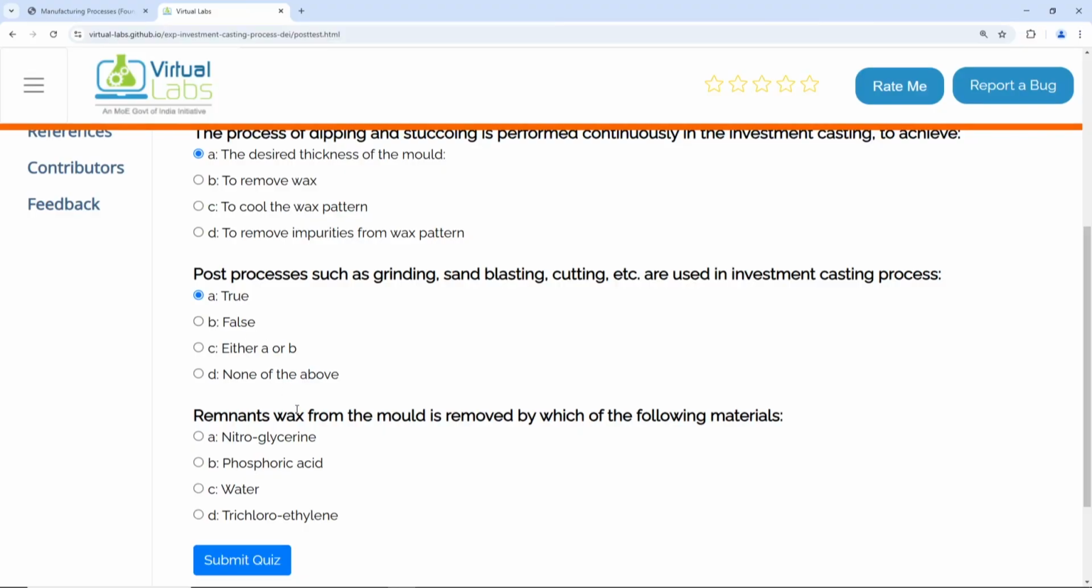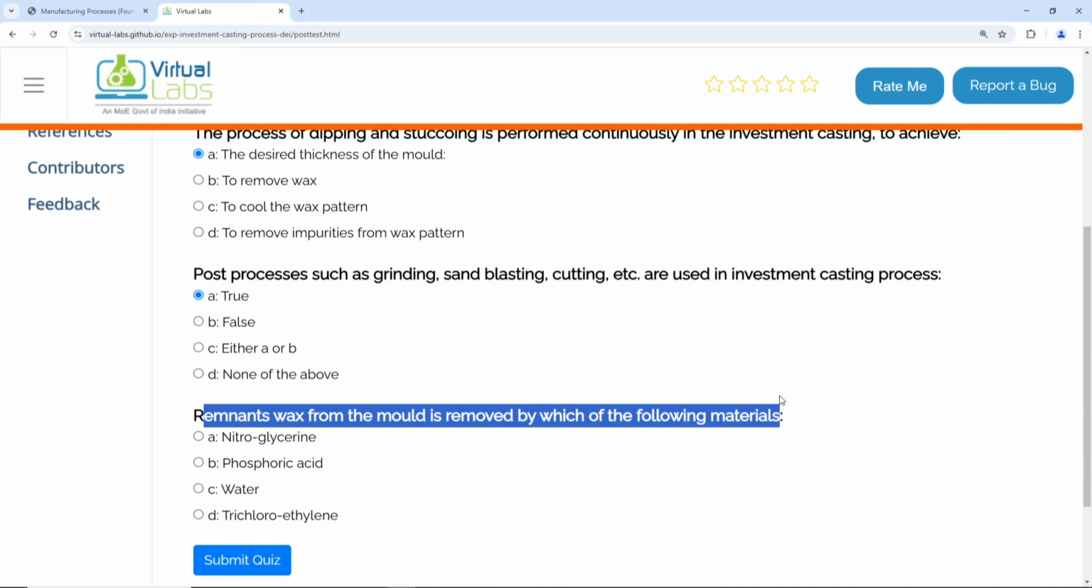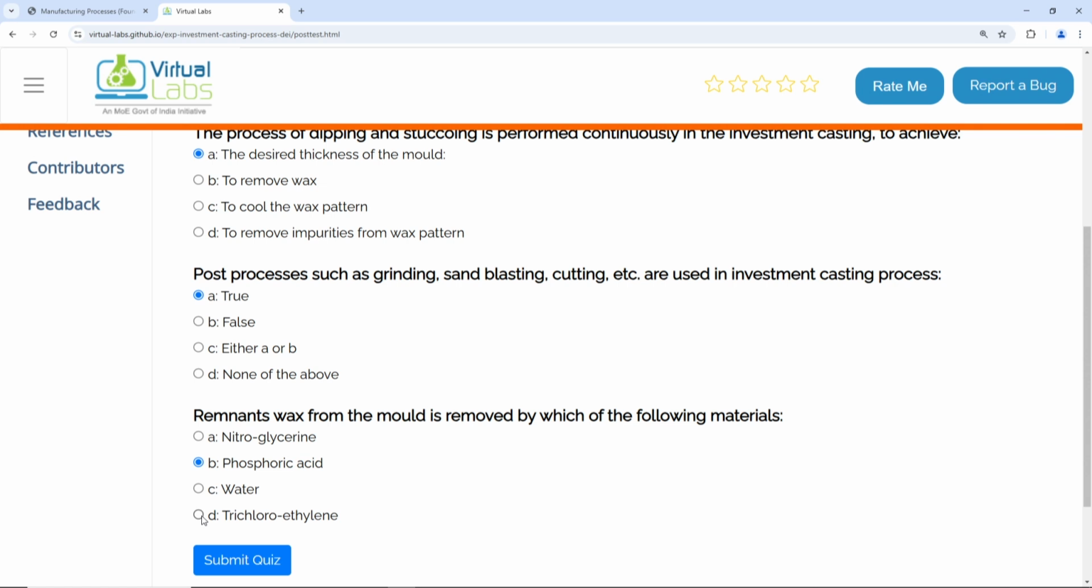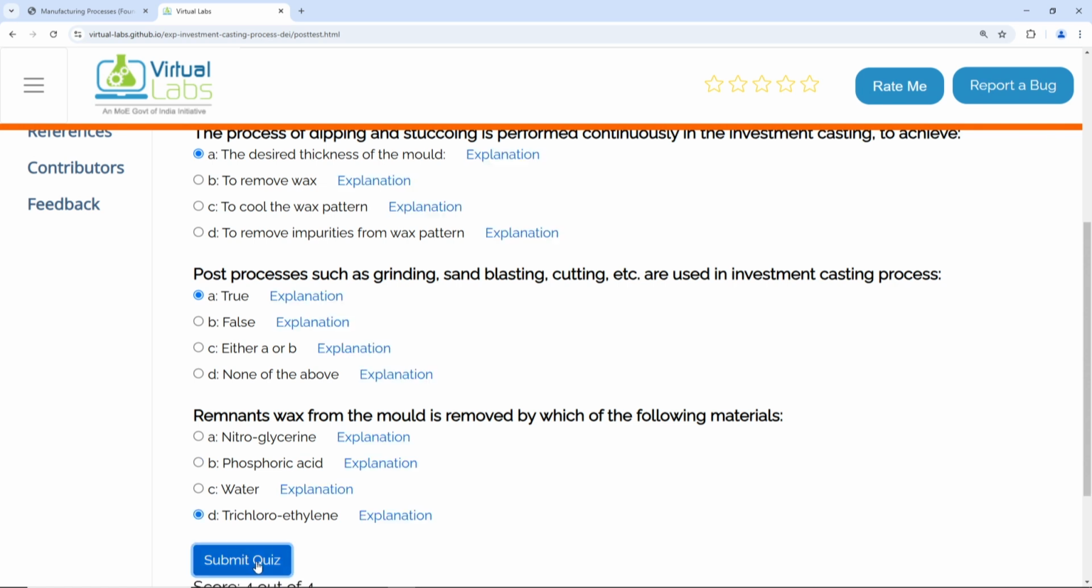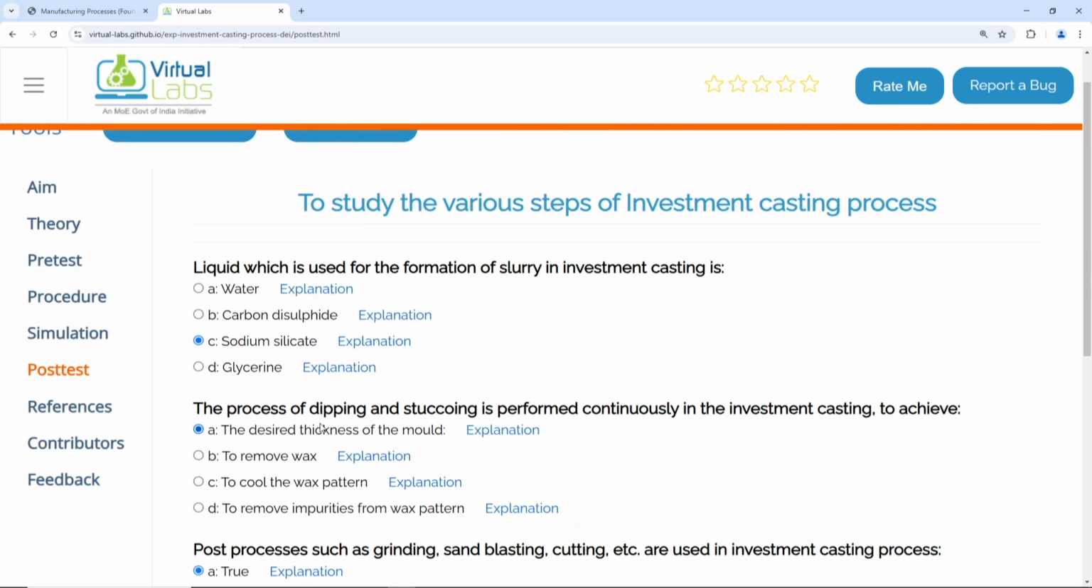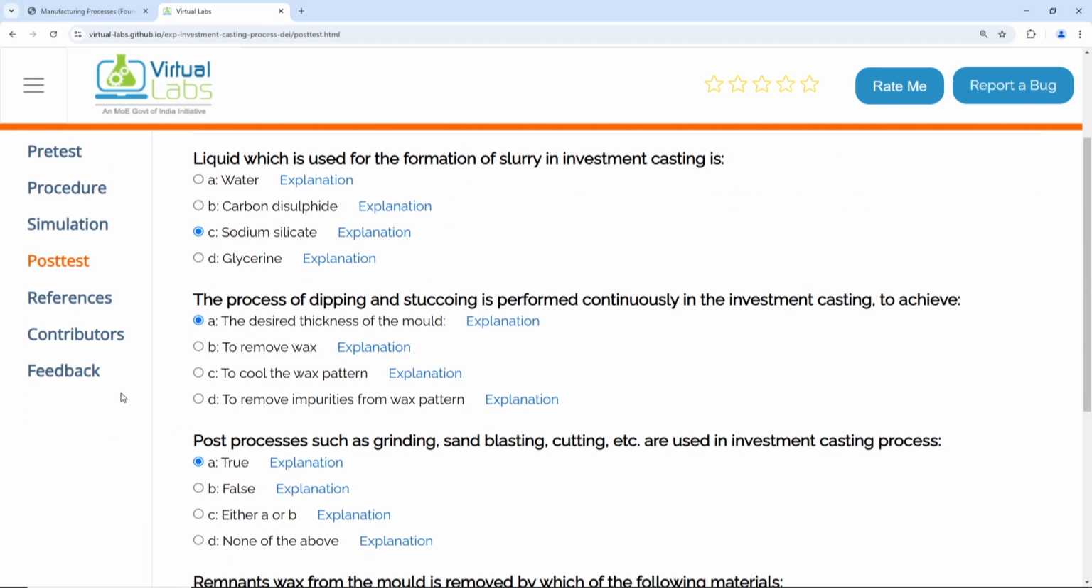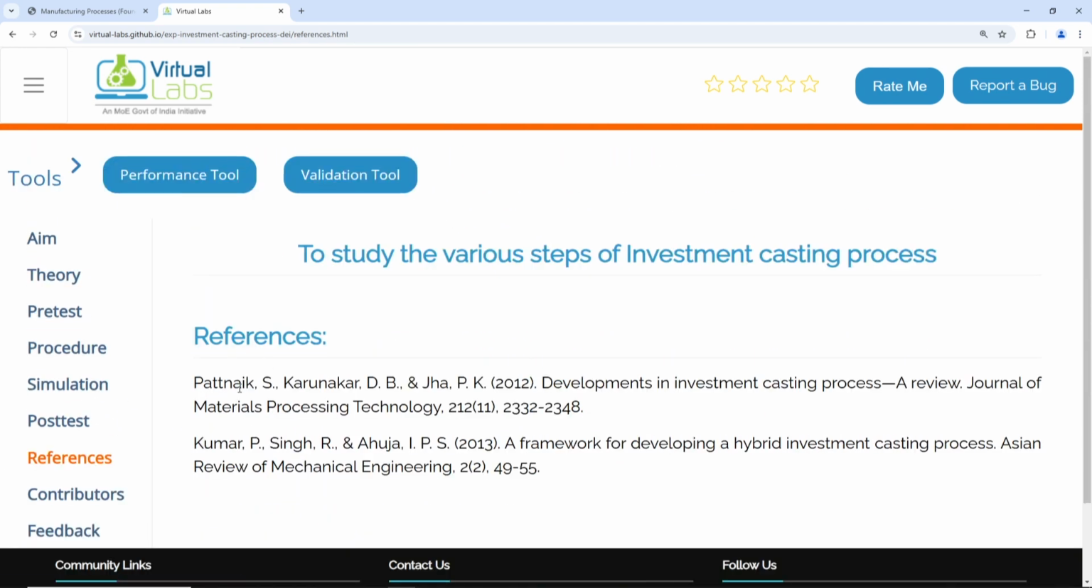The answer is true. Remnant wax from the mold is removed by which of the following materials? The wax which remained is to be removed, and that is removed using trichloroethylene. Nitroglycerine, phosphoric acid, water are not the answers. Trichloroethylene is used. I submit the quiz and I get the answers correct, 4 out of 4. References which are used here are by Karunakar and by Singh and Ahuja to develop the simulation process.